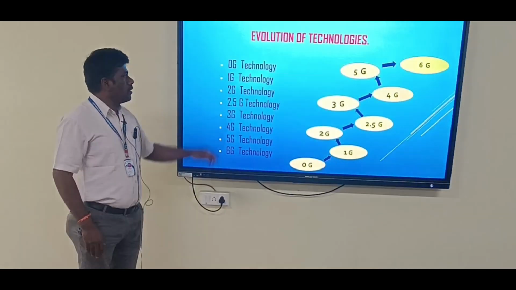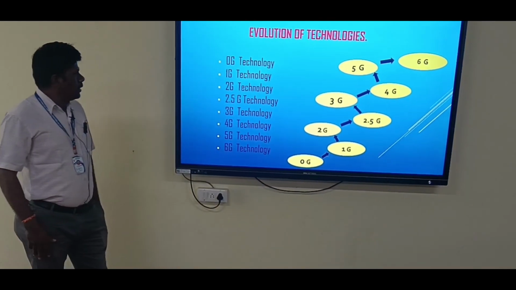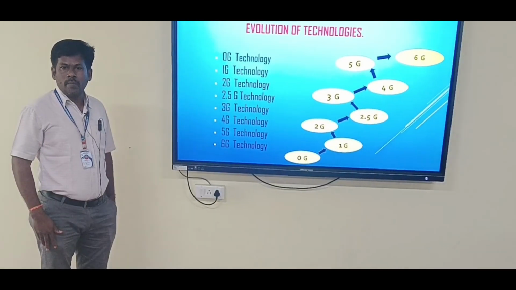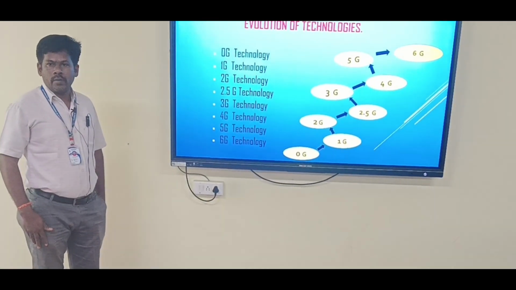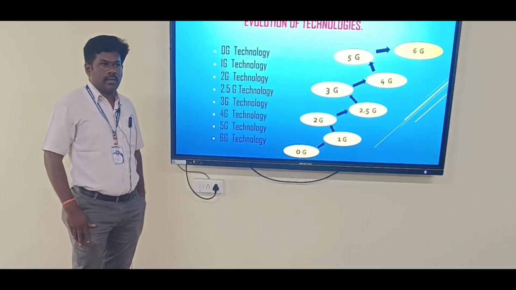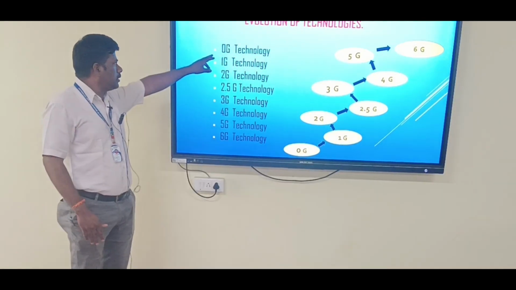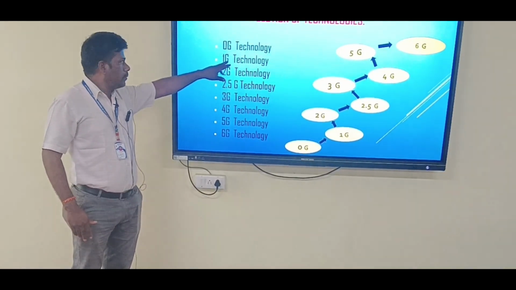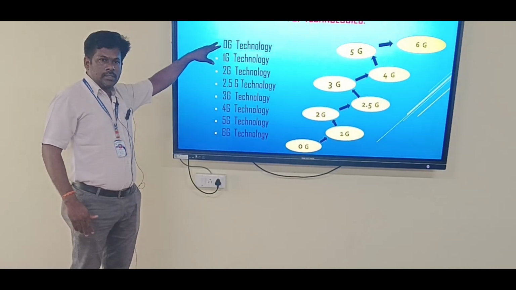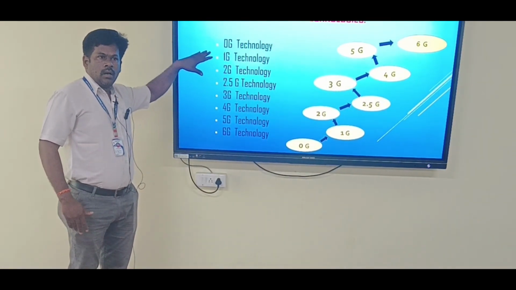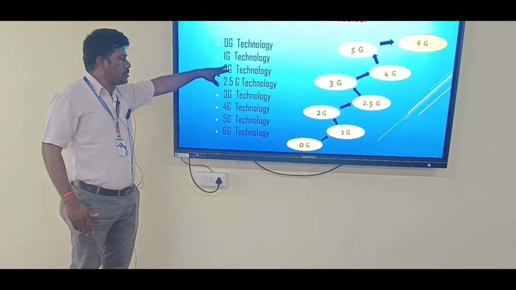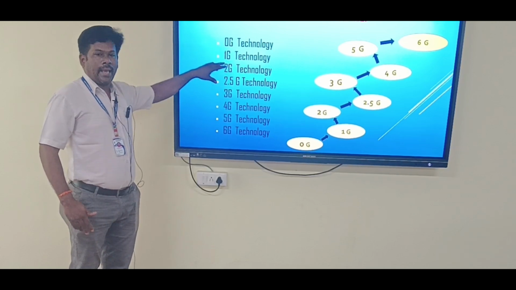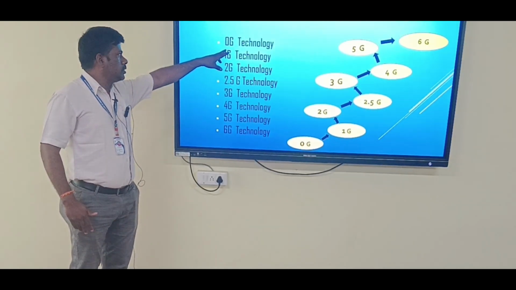So, evolution of technologies. Here I am mentioning 0 technology. What do you mean by 0 technology? You have already heard about 1G to 5G and 6G, but I am mentioning 0G technology, which means it was used previously, before 1G technology. 1G was introduced in 1980, and before that 0 technology was used.